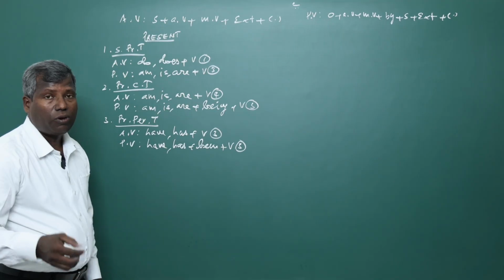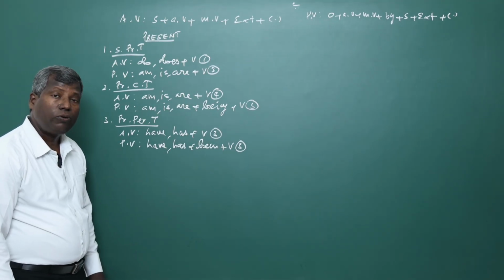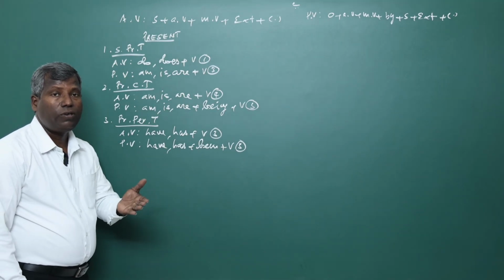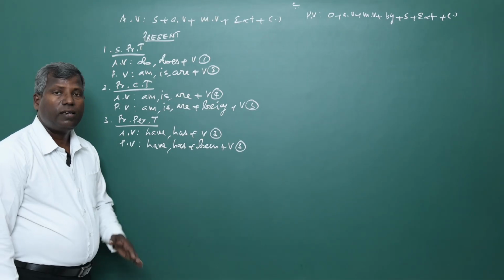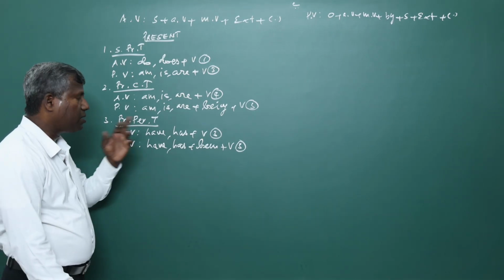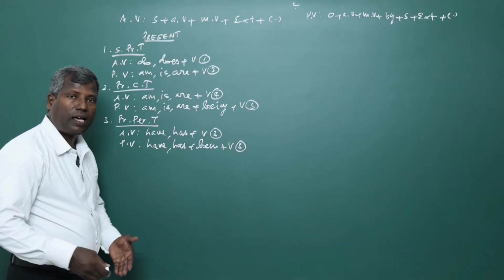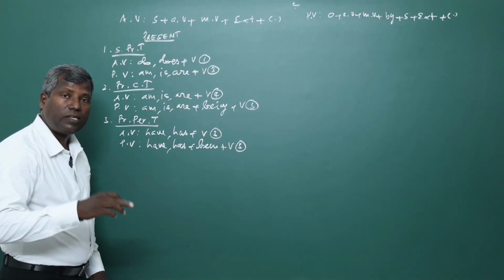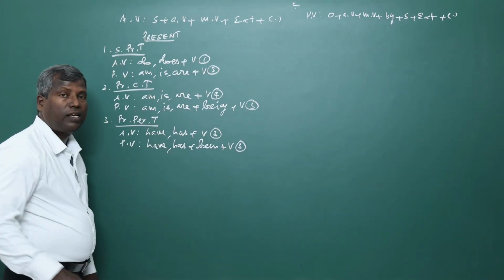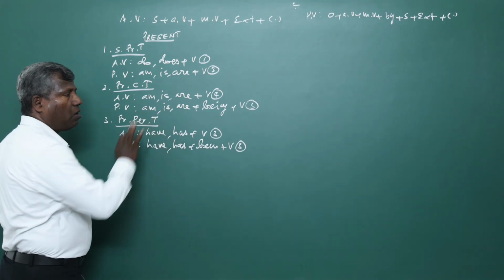You know very well where you have to use have and has. Where do you use have? If the subject is I, we, you, they, we have to use have. If the subject is he, she, it, we have to use has, right? And you know very well am, is, are. If the subject is I, am. If the subject is he, she, it, we have to use is. If the subject is we, you, they, we have to use are.